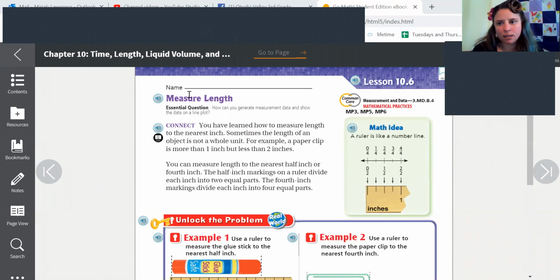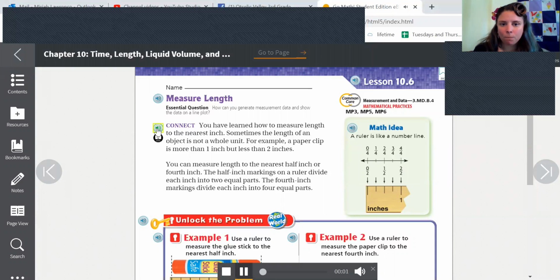So today's essential question is, how can you generate measurement data and show the data on a line plot? For this, we're going to measure a bunch of stuff, collect all the measurements that we did, and then graph it, okay?